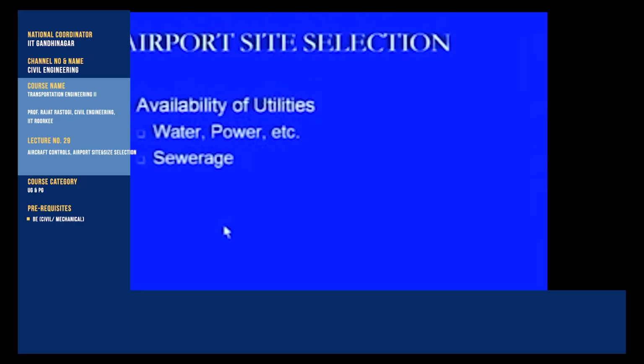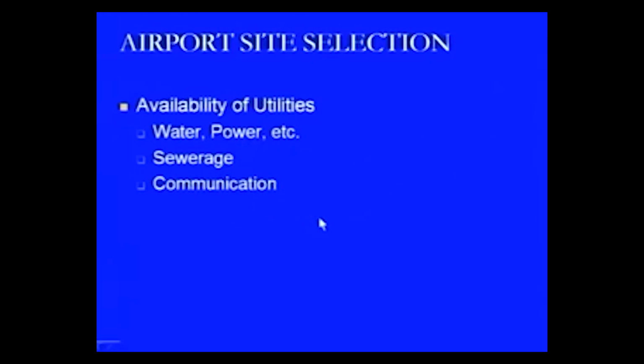Then availability of utilities in terms of water, power, etc., or in terms of the sewerage which needs to be cleared out. It is also in terms of the communication facilities to be provided to the passengers as well as to the controlling units of the airports by which the navigation will be taking place in the air. Further, we also require the generator plants, because if there is a failure of power, then we need to use the generator, so that things keep on going.